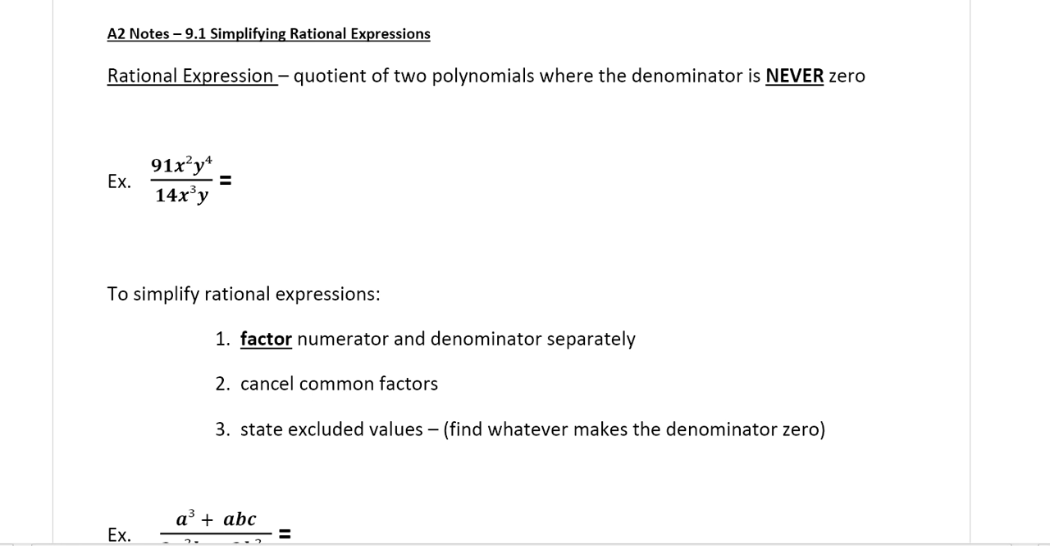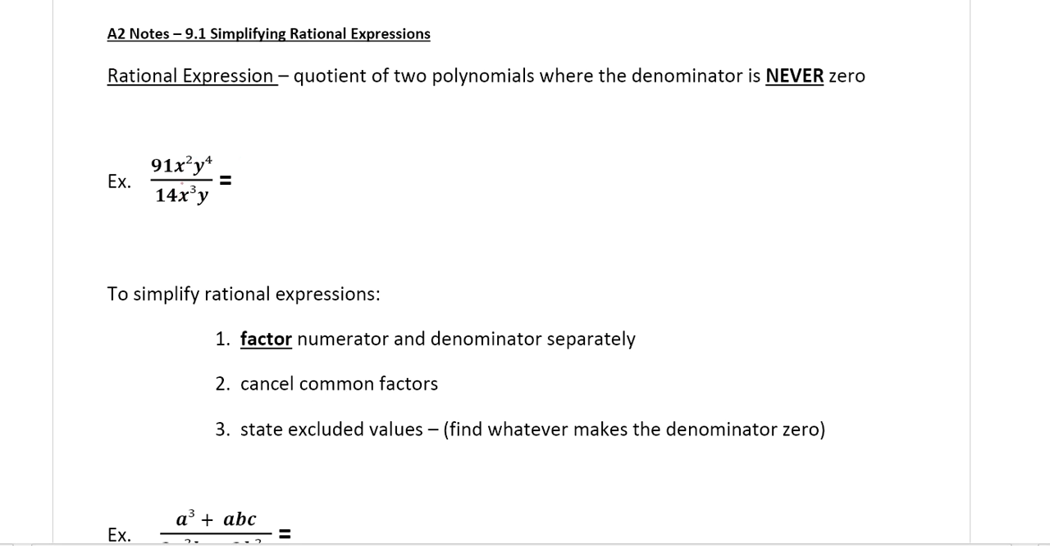Looking down here at the steps, when we want to simplify a rational expression, the first thing we do is factor everything. After you factor both the numerator and the denominator, you can cancel out common factors, and then we will look at the excluded values. We'll have to check the denominator, and whatever makes the denominator 0 has to be taken out of the domain. The fraction cannot exist. It does not exist where the denominator is 0. So let's start with a straightforward example.